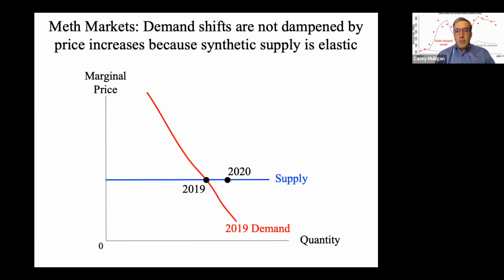Whereas an increase in the demand for an organic product would be partially or perhaps entirely dampened by price increases, movement along an upward sloping supply curve, an increase in the demand for meth is not. That's what this picture shows.